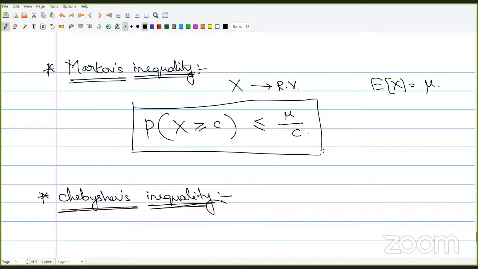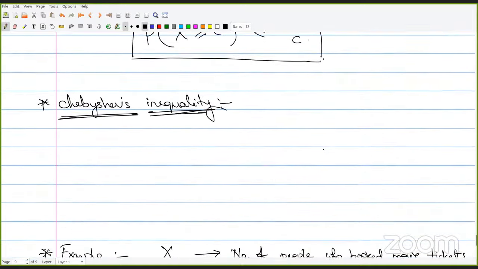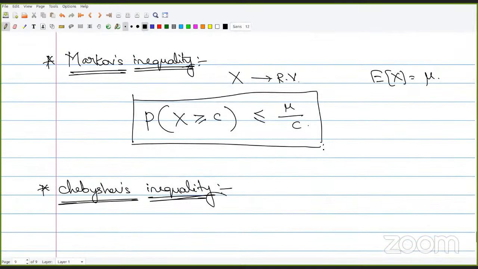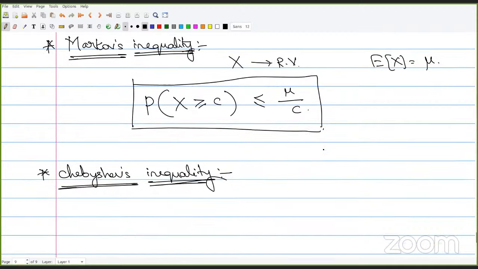Again, any example that you might give as an application? I have an example. Okay, fine. Let me discuss both inequalities and we will go to the example. Sure. Yes, sir.